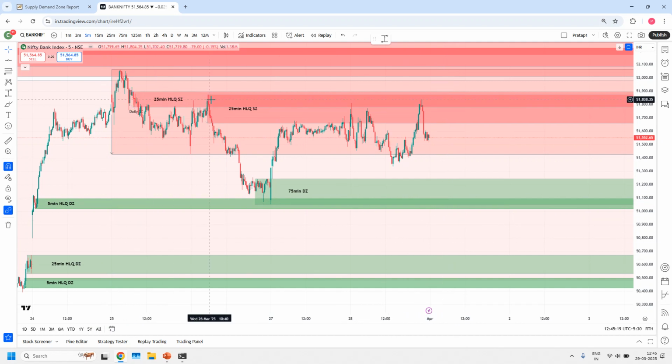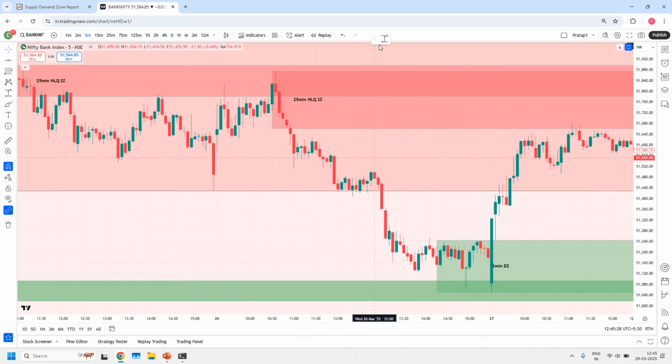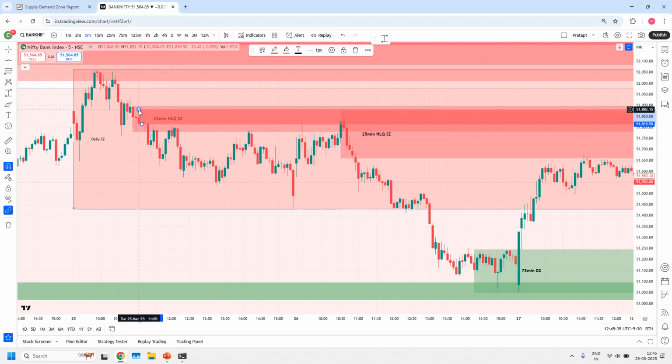See, here you have a 25 minutes supply zone. Here you have a fine-tuned 5 minute zone. Here you have a fine-tuned 5 minute zone here, right? Let us draw that zone, fine-tuned 5 minutes. So this is a fine-tuned 5 minute zone.